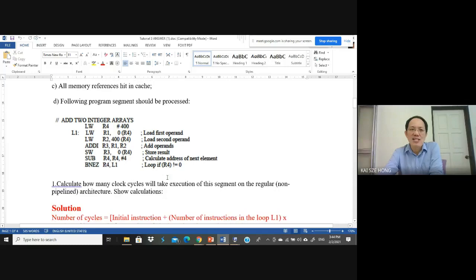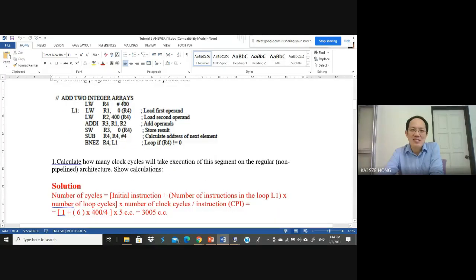The solution is you have one instruction over here, then it comes into a loop, then subtract 4. From 400, you subtract 4, and after that it becomes 0 at the end. So in total you have 100 times. So 1 plus 6 multiplied by 400 divided by 4, which is 6 multiplied by 100, and then multiplied by 5 clock cycles. So definitely you need more than 100 clock cycles, which is 3,005 clock cycles. Very good for all of you who answered correctly. Any questions for this question?